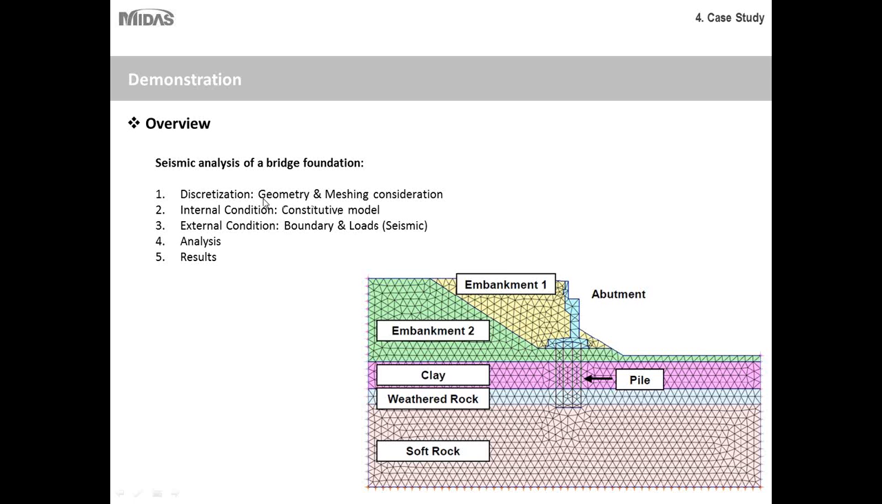So we'll be starting with the modeling and the meshing considerations that are to be made, then the internal conditions that are defined. So we'll be reviewing what constitutive material models have been used for different soil types. Then we'll be going over the external condition where we have to apply the boundary and loads, and this part depends upon the analysis. So if we are doing seismic analysis, we'll be applying the boundary conditions and loads such as time history loads and springs like damping springs, and then we'll run the analysis and extract the results.